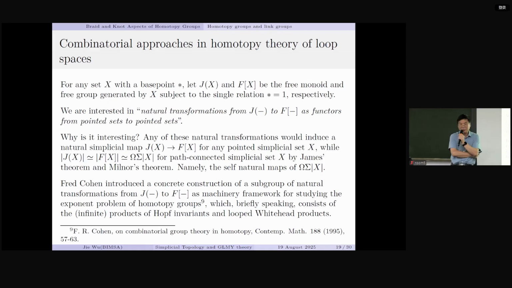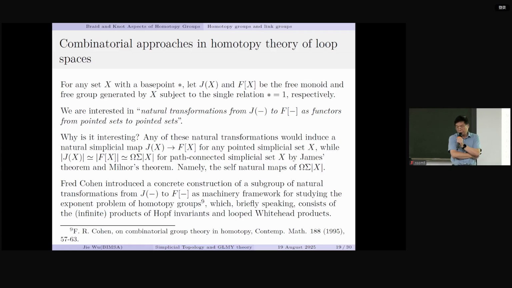So the example you can think about is the free monoid construction. Given a set, I can always produce a monoid, the free monoid. I can produce free groups. Then you can look at all possible natural transformations between them. Well, for this set, because it is natural, you can replace the set by a simplicial set. In other words, you produce the natural transformations for spaces. So this is how you go to topology.